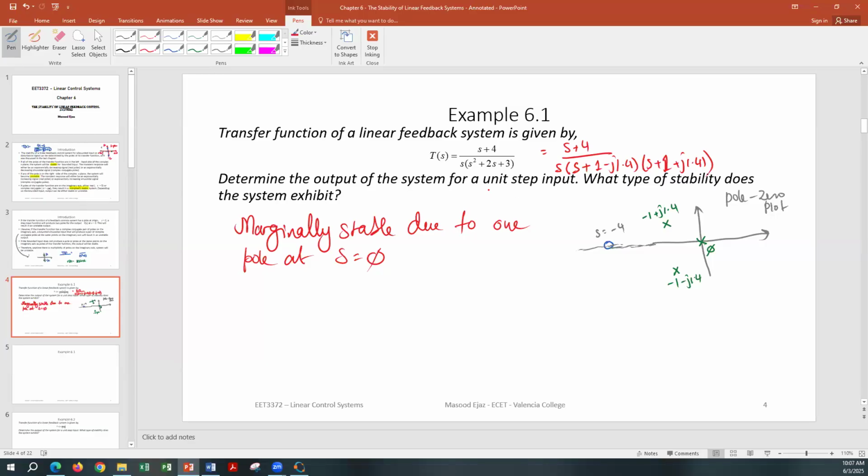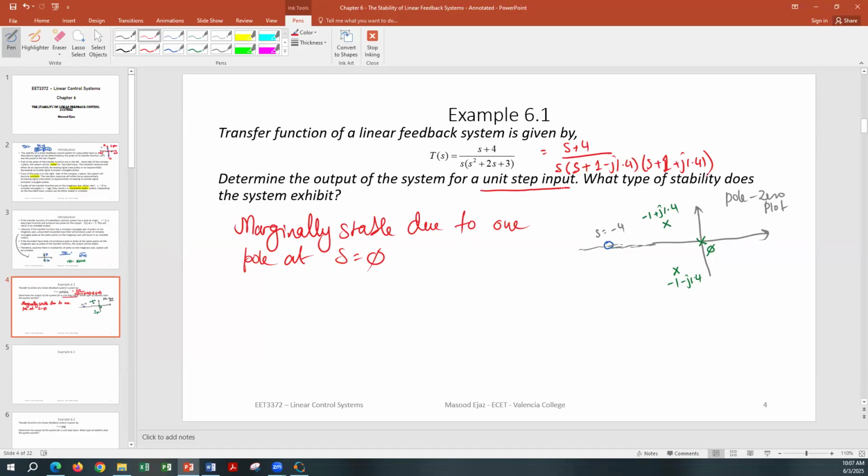Now we are exciting the system with r(t) equals u(t). Once we excite the system with r(t) equals u(t), what type of output are we expecting? Is it stable or unstable? There are two types of output, either stable or unstable. It's going to be unstable.